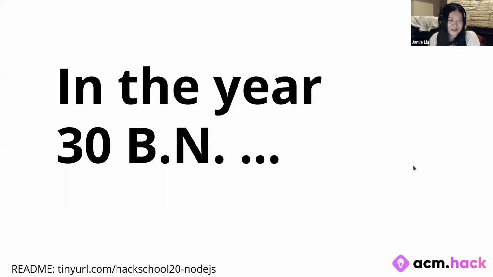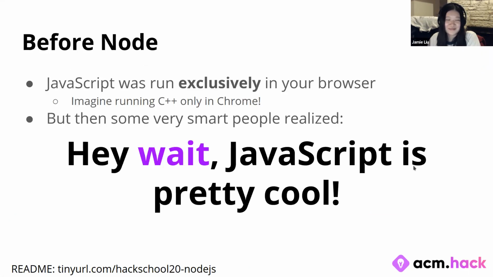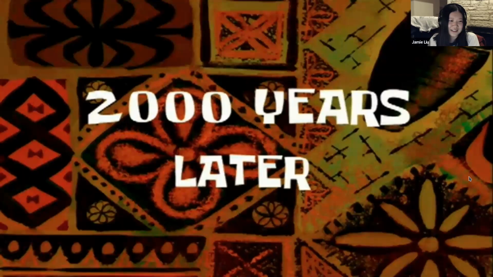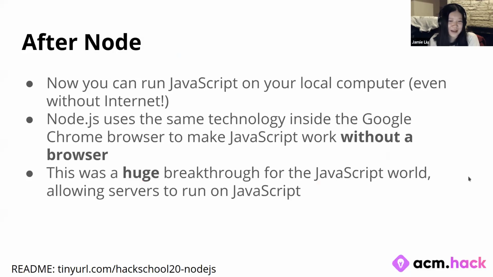So in the year 30 BN, or before Node, JavaScript was run exclusively in your browser. These days we can write some C++ and just compile it on our computer, but we were not able to do this with JavaScript. It was only available in the browser. Then some people were like, wait, JavaScript is pretty awesome, so we should really be able to use it outside of the browser. So 30 years later, we have this thing called Node.